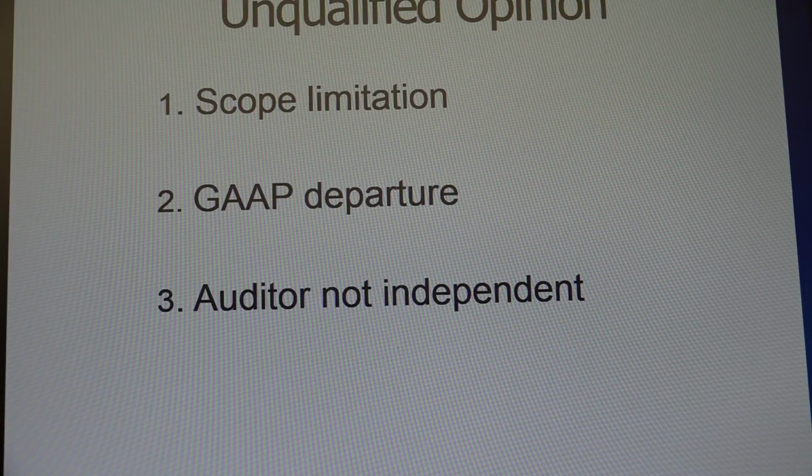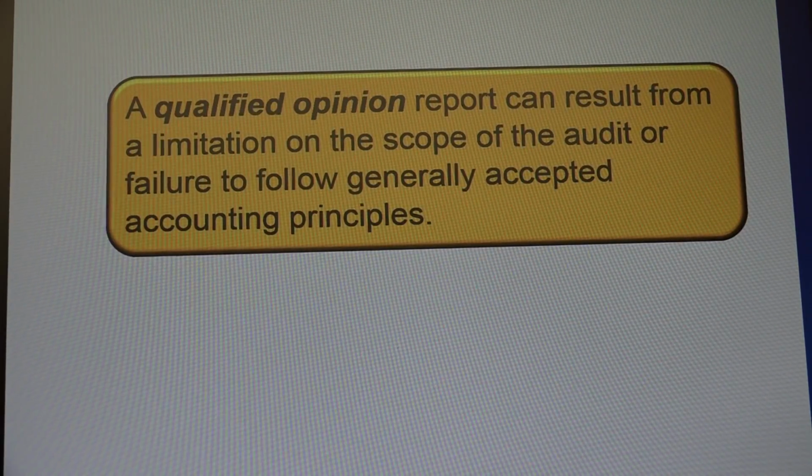And then last but not least, an auditor must be independent. If for some reason they find out they're not independent, they're prohibited from issuing an unqualified report. And so they talk about the three options you have here. When you're barred from issuing an unqualified opinion, you can do one of these three things. You can issue a qualified opinion.